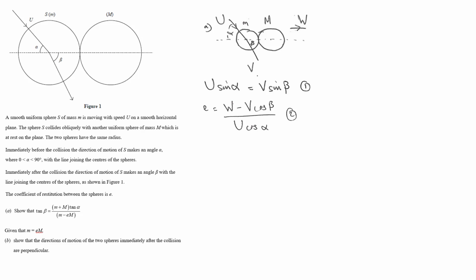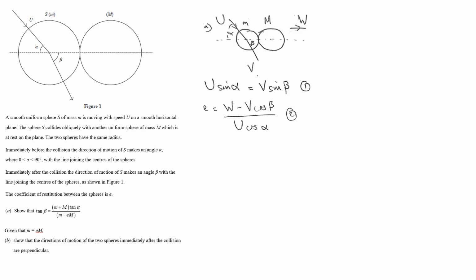And when two spheres collide, one stationary is going to move off in line with the two centers. So w take away v cos beta, that's the separation. That's the speed of the first sphere, divided by just u cos alpha, because the second sphere was stationary. They called it S and I think M. Oh, it's got a massive M. All right.